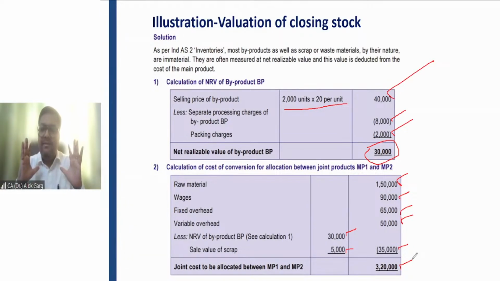So what I have done, simple. I have calculated the estimated selling price of byproduct, and I got 30,000 rupees. The scrap sale is also given, which is 5,000 rupees, right? And I have deducted this 30,000 and 5,000 from the total cost of the production. I got a net cost of production, which is 3,20,000. Now the main work comes. Now I need to allocate this 3,20,000 on the relative sale price of joint product, right?